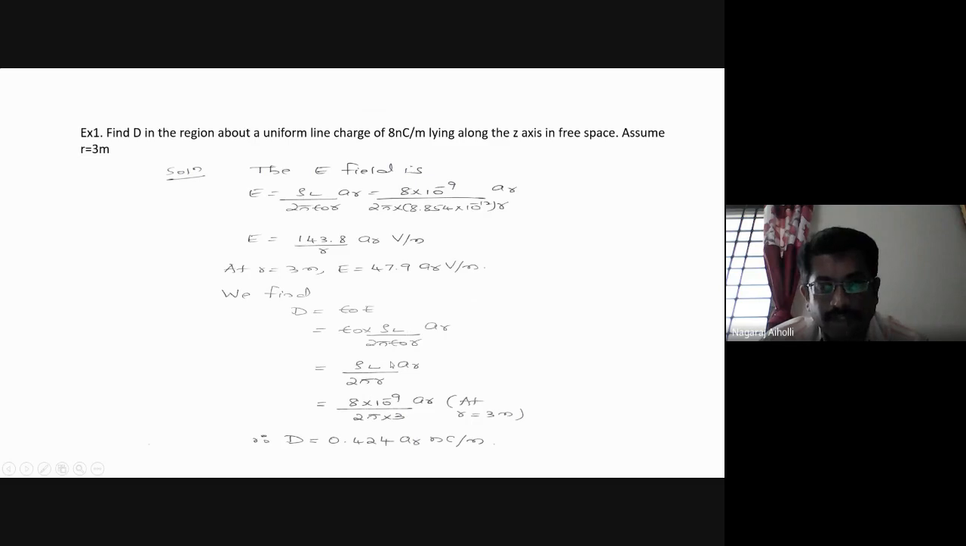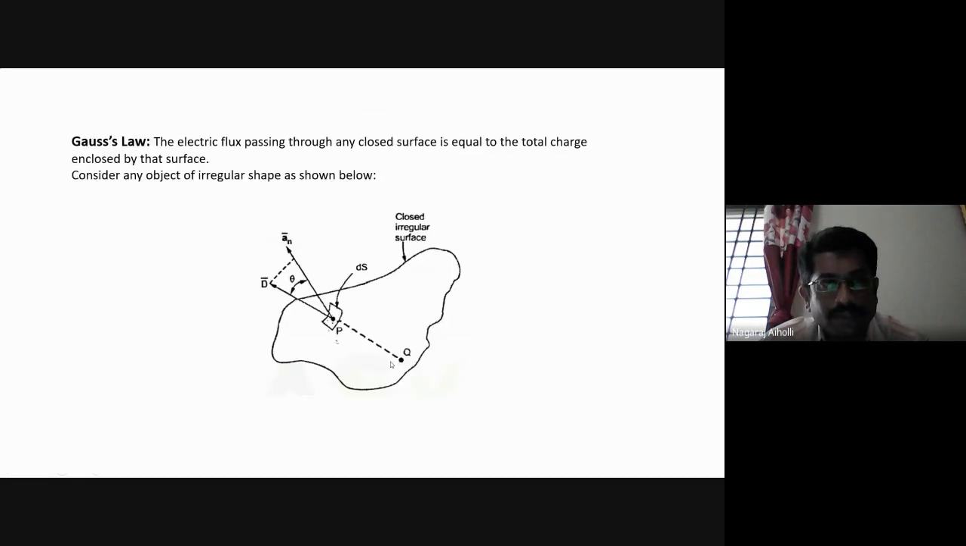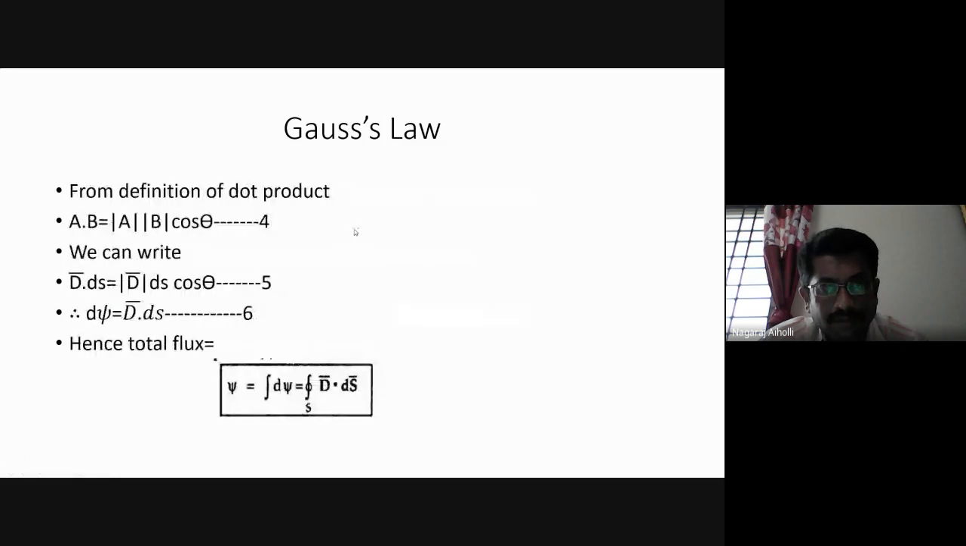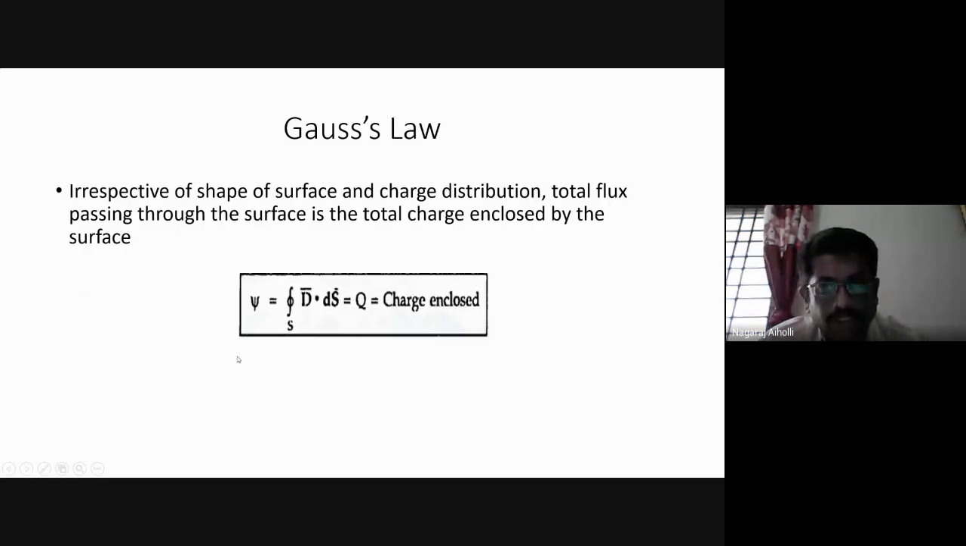Then we have solved an example on finding the electric flux density. Later, we have defined what is Gauss law, the statement of the Gauss law. Then considering an irregular shaped surface, we have derived and proved that the total flux is nothing but surface integral D bar dot dS bar, that is Q, the charge enclosed. And the statement is: irrespective of the shape of the surface and charge distribution, the total flux passing through the surface is nothing but the total charge enclosed by the surface.